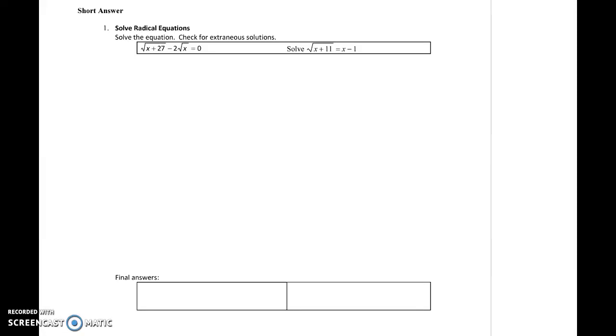Hello. It looks like the other skill that we need to go over is making sure we know how to solve radical equations. So it says solve the equation and check for extraneous solutions. Again, I'm going to go ahead and cut this in half. All right, and we're going to go ahead and get started.